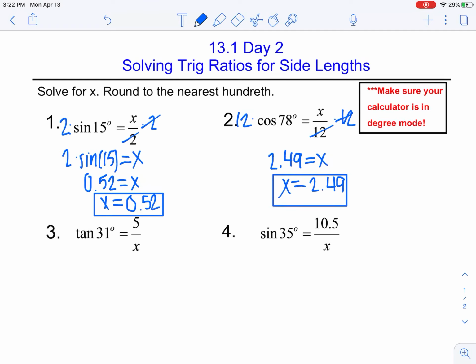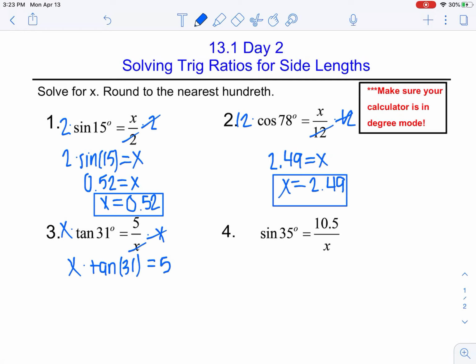Number 3 says tangent of 31 degrees equals 5 over x. So let's start by multiplying both sides by x so we can get that out of the denominator. Now, we can't type the left side into our calculator, but we do have x times the tangent of 31 degrees equals 5. Notice that I did write the parentheses in around 31, but in the original problem it did not have parentheses. They actually mean the same thing. I usually just write the parentheses in because that's how you're going to see it on your calculator. So to stay consistent, I always just put those in when I'm showing my work.